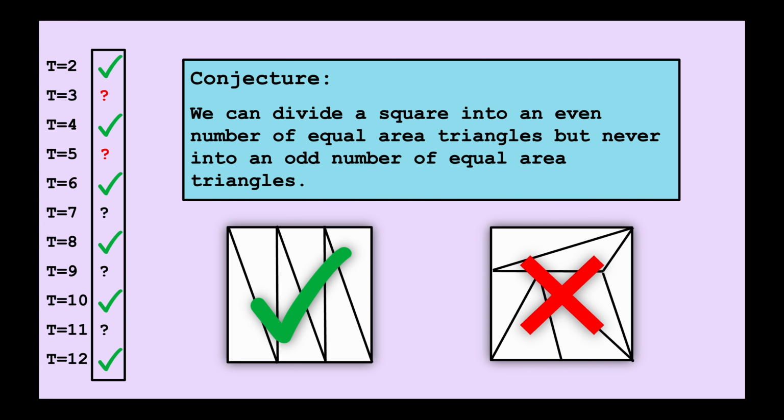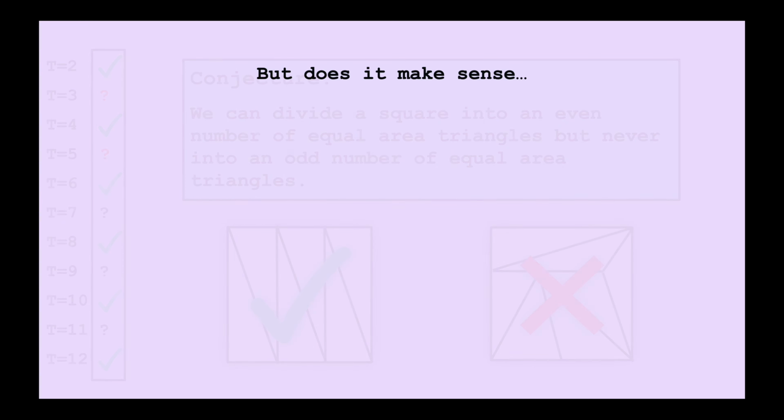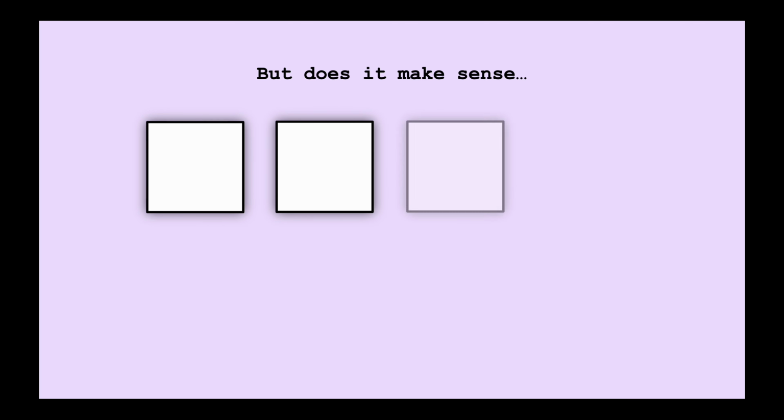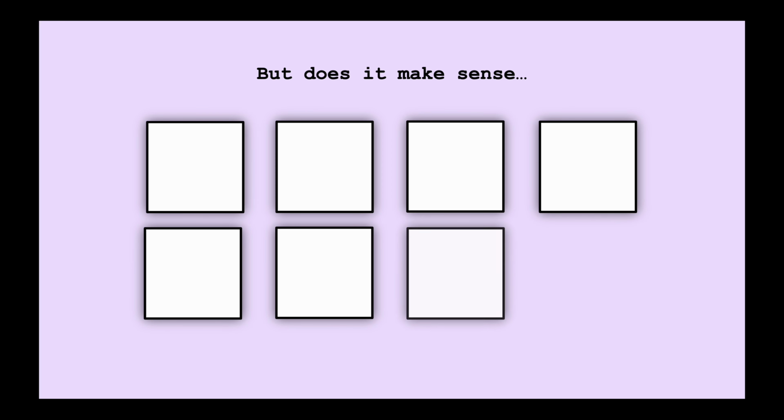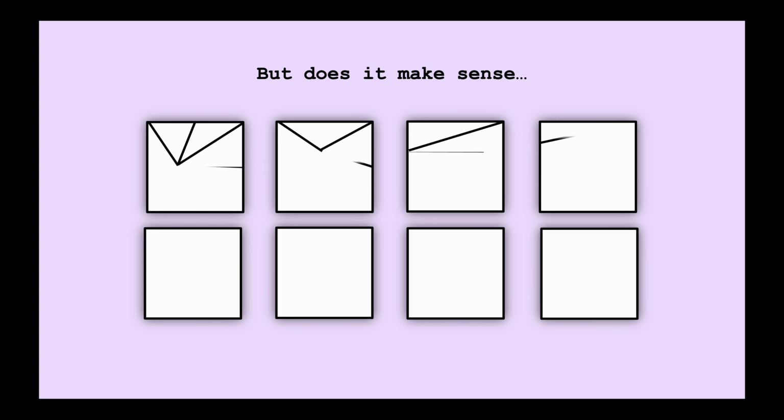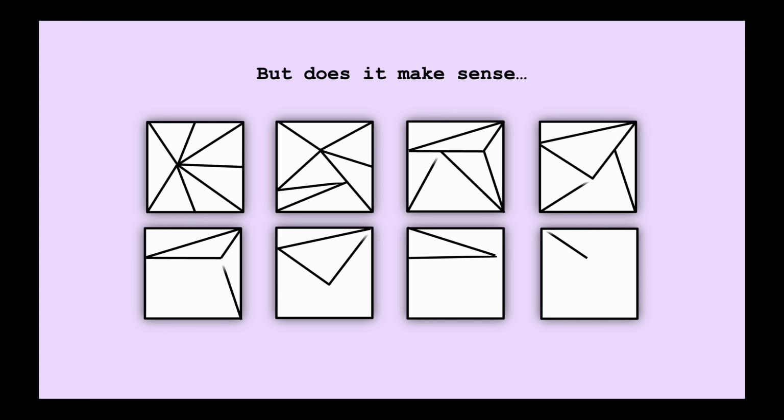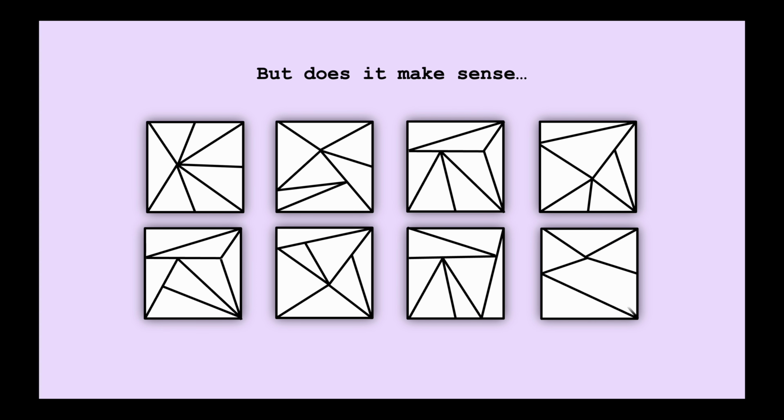But let's take a second and think about whether this conjecture makes sense. There doesn't seem to be anything about odd numbers that makes them inherently not work. On the other hand, as you increase the number of triangles, there are more and more ways to triangulate a square. It seems unreasonable then to think that out of all of these possible triangulations with an odd number of triangles, we would never be able to find one with the triangles having equal area. But miraculously, the conjecture actually turns out to be true.